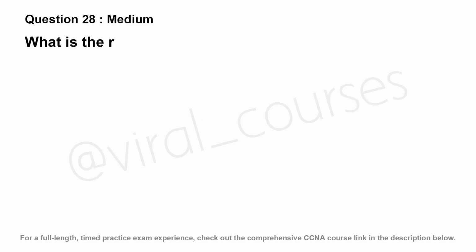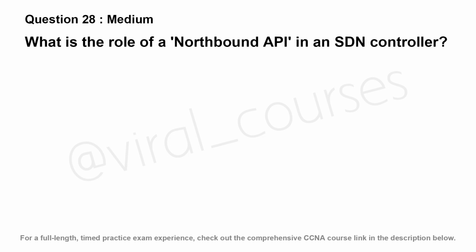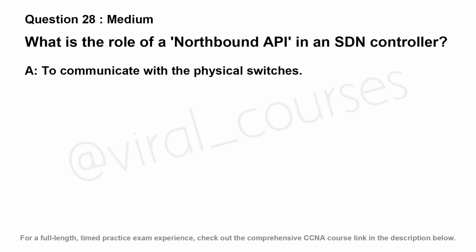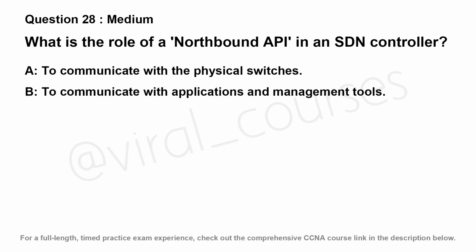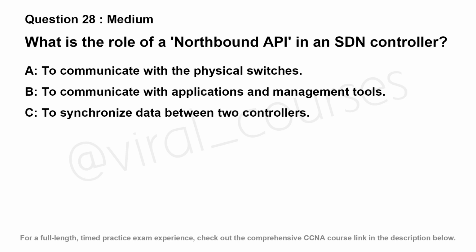What is the role of a northbound API in an SDN controller? Option A, to communicate with the physical switches. Option B, to communicate with applications and management tools. Option C, to synchronize data between two controllers. Option D, to perform deep packet inspection.